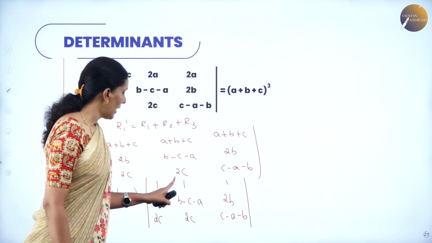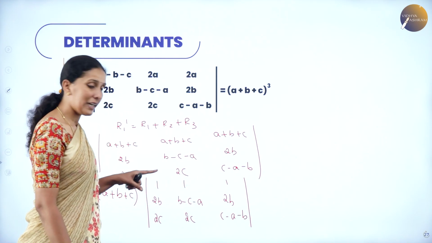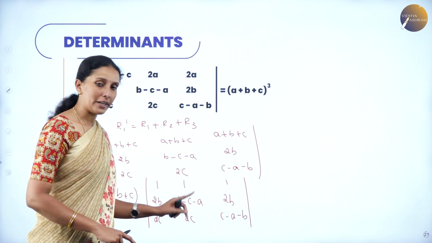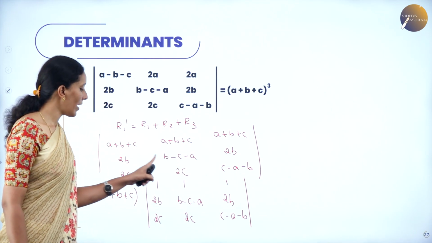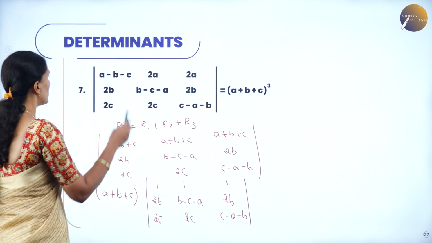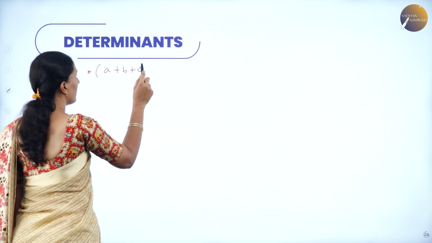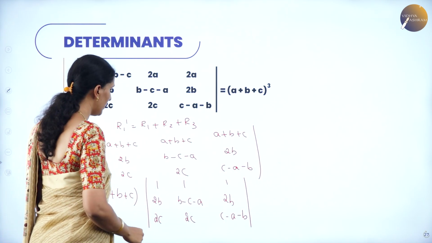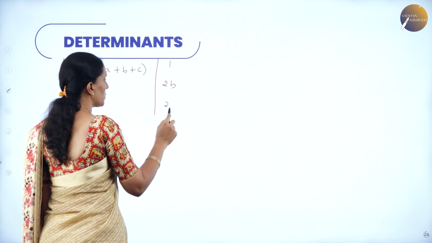Now, here we have 1, 1, 1. I already told you when you have any one row completely 1, make sure the other 2 becomes 0. So for that what I will do here, I will take column 2 as column 2 minus column 1, column 3 as column 3 minus column 1. So column 1 will be same, that is 1, 2B, 2C.